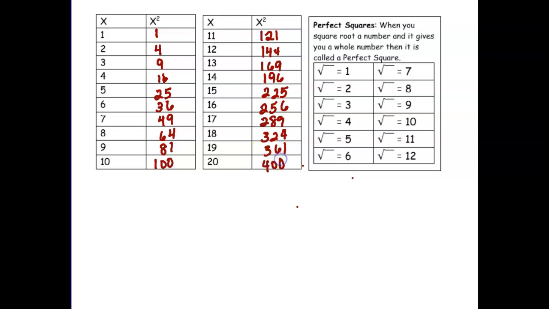Working backwards, if we took the square root of 1, we would get 1. Square root of 4 would get 2. 9, this would be 3, 16, 25, 36, 49, 64, 81, 100, 121, and 144. So those are all your perfect squares. When you square root a number and it gives you a whole number, then it's called a perfect square.